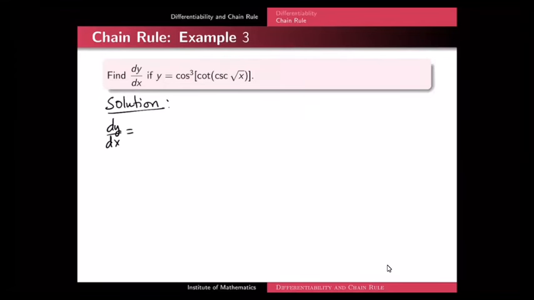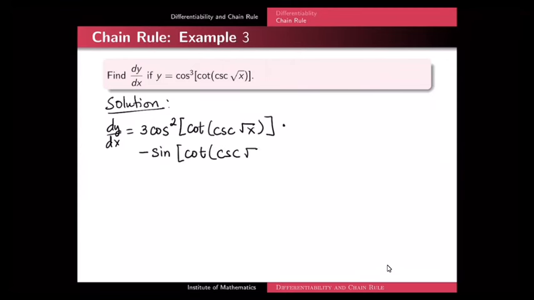So dy over dx is simply equal to, okay, get the derivative of a power 3. So that means we have 3 cosine raised to 3 minus 1. So that is squared. Then copy everything. Cotangent, cosecant of square root of x. Okay, so this is the first one. Times, we get the derivative of cosine. What is the derivative of cosine? Okay, the derivative of cosine is negative sine. So we have negative sine of cotangent cosecant square root of x.